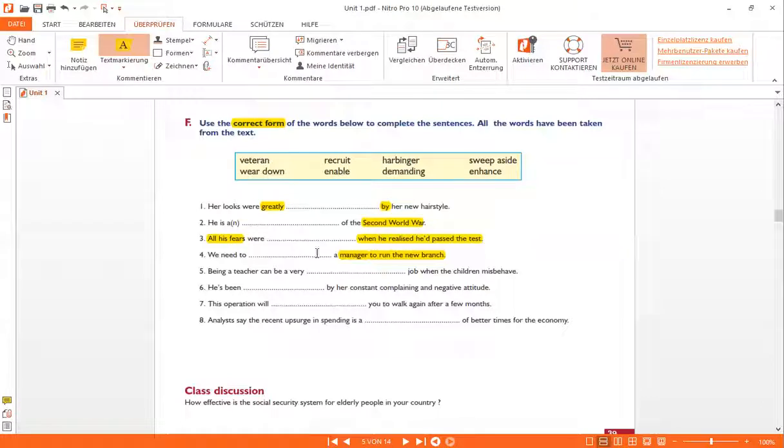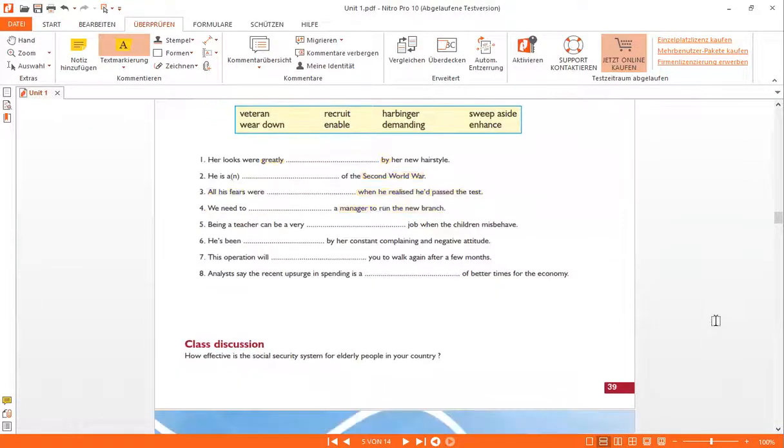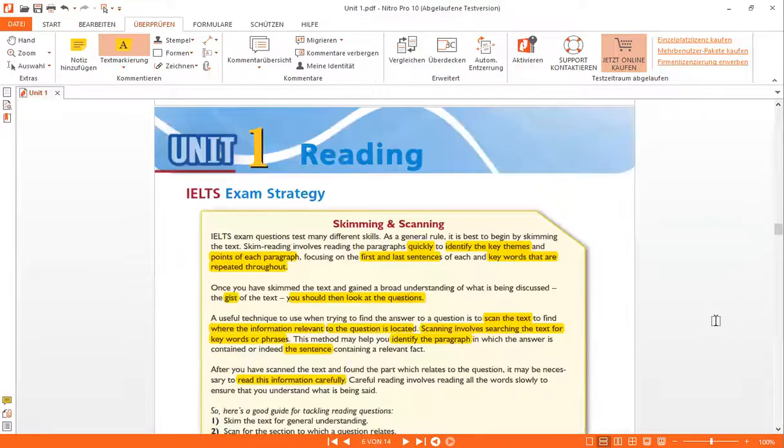Number 4, we need a manager to run the new branch. A manager to run the new branch, what we're looking at is a recruitment, okay? So we're recruiting a new person. So go ahead and look for clues yourself. Look for clues because that's very important when it comes to gap sentences, and then compare your answers with those suggested on the last few pages.